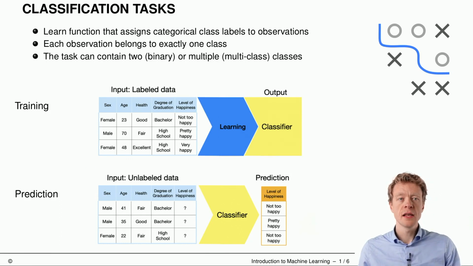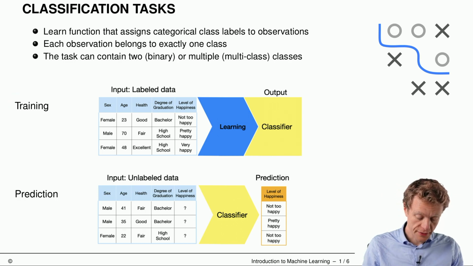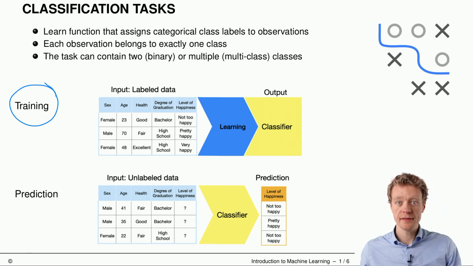Classification tasks. We want to learn a function that assigns categorical class labels to observations. If you remember the regression chapter, there we tried to predict a numerical target variable. Here the target is a categorical variable, and each observation belongs to exactly one class. The task can contain two or multiple classes, but each observation only belongs to one class.